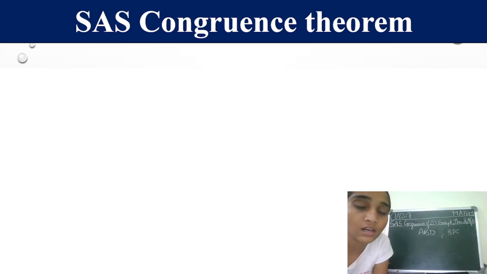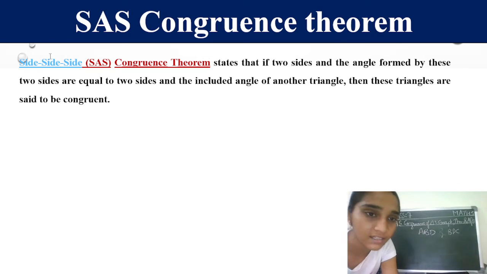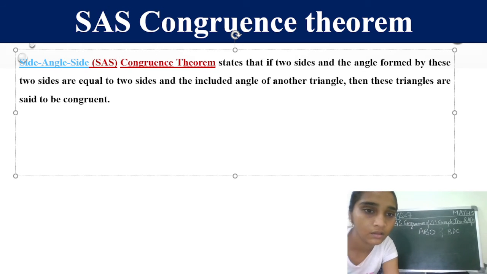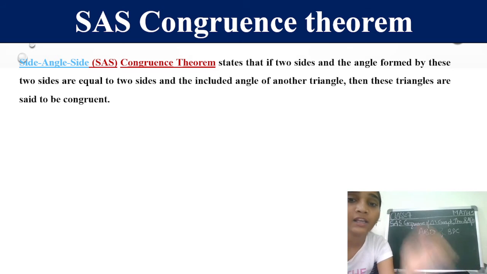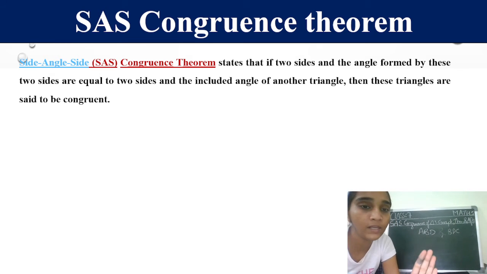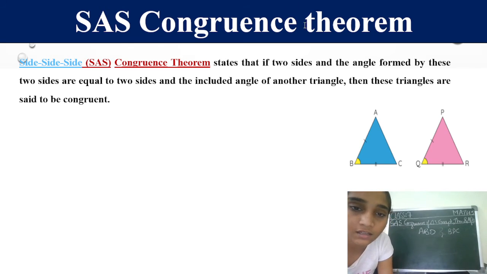Let us discuss, students, a theorem related to this concept, which is the SAS congruence theorem. What it actually states: side, this is not side students, this is side angle side. The SAS congruence theorem states that if two sides and the angle formed by these two sides are equal to the two sides and the included angle of another triangle, then they are said to be congruent. Now students, let us take two triangles. Tell me, what is given in order to prove this theorem?